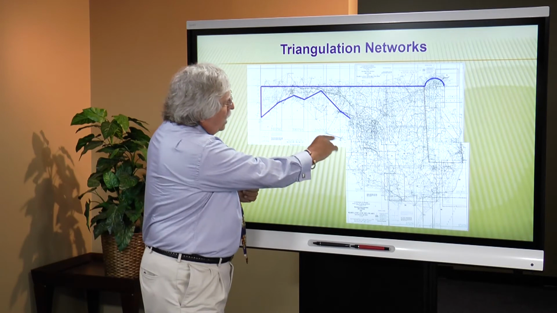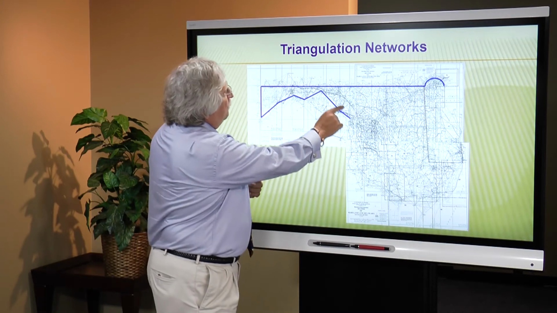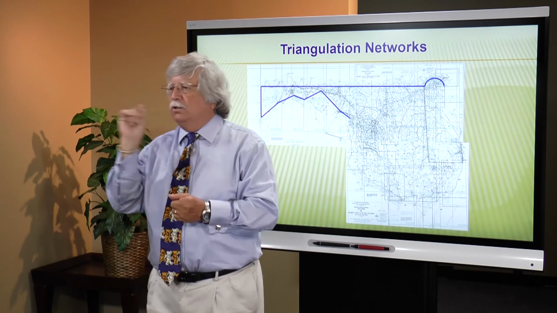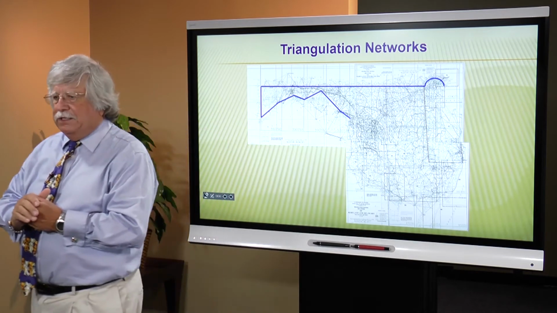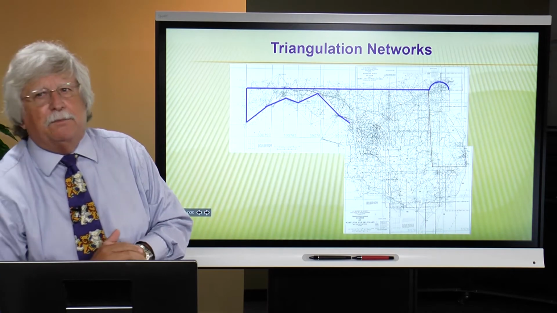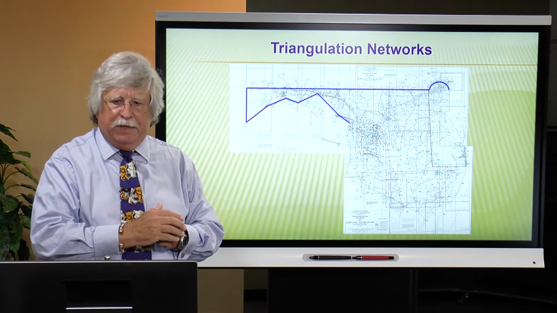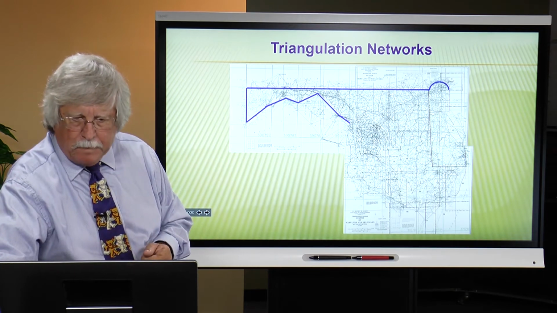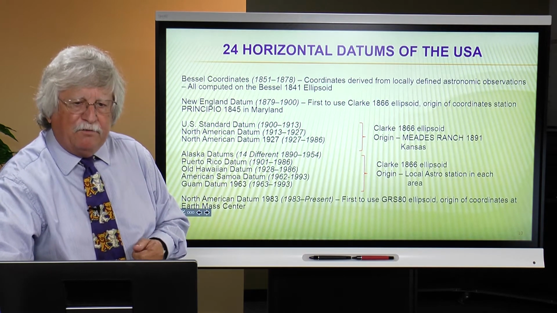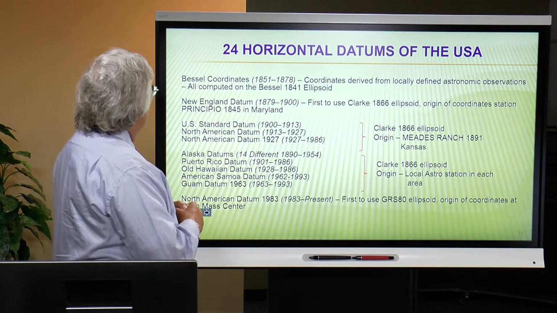The dark lines that you see right here and several over here, these are the actual measured distances. And the measurement distances were very, very time consuming. And we'll talk a little bit about that in a few minutes. So let's look at the datums, the number of datums we've had in the United States.